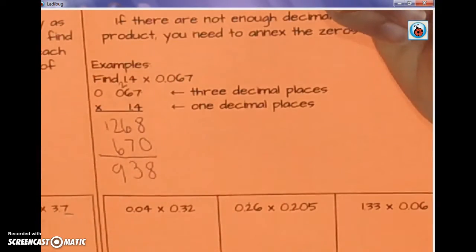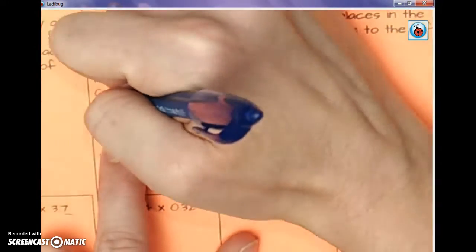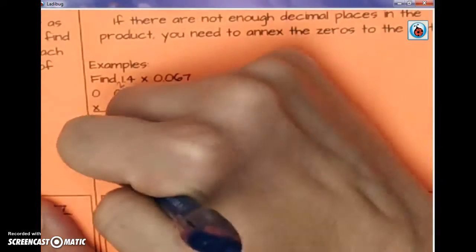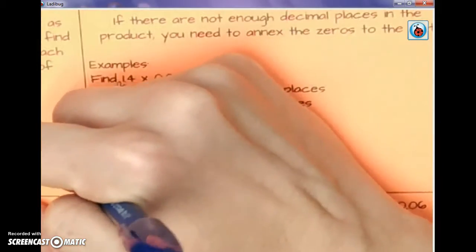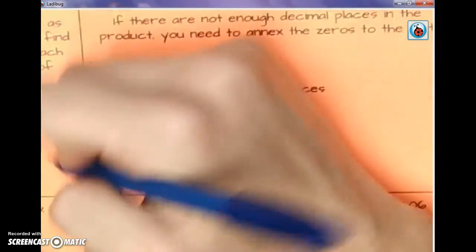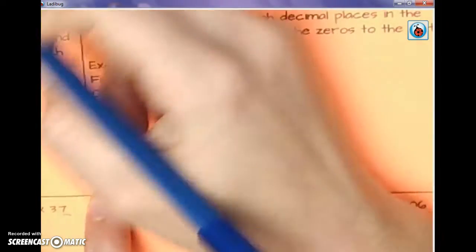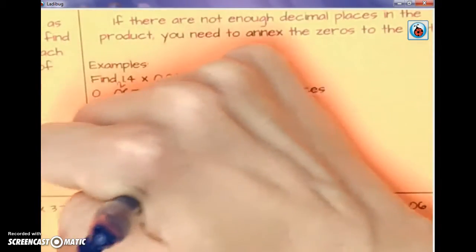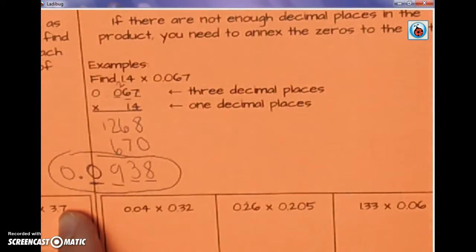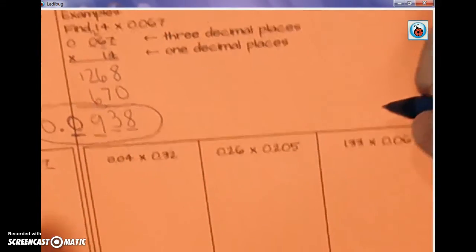Okay, let's take a look here. There's 1, 2, 3, 4, right? 1, 2, 3, 4. What goes in that blank? A 0. What goes in front of the 0? A decimal point, and then a 0. Just like that.